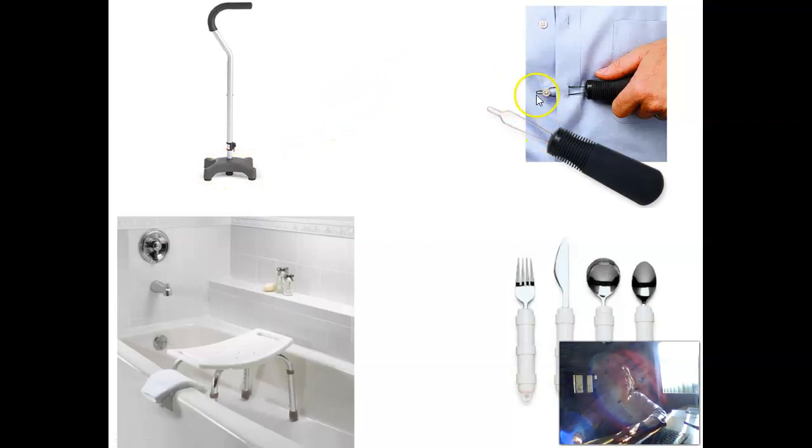There are devices to help people button their shirts, to help pull on their shoes. There are seats for the showers. Now in the nursing home we actually have shower chairs, but if the person is going home, they can get a shower chair that will fit in their tub. And as I mentioned, there are different types of silverware as well that can be adaptive.